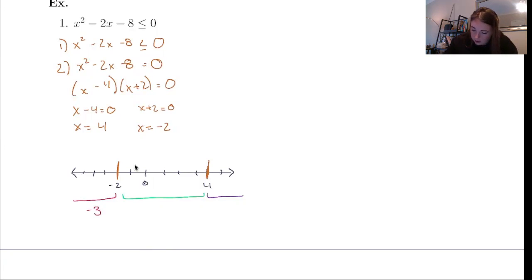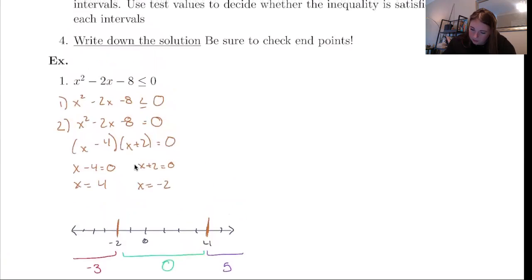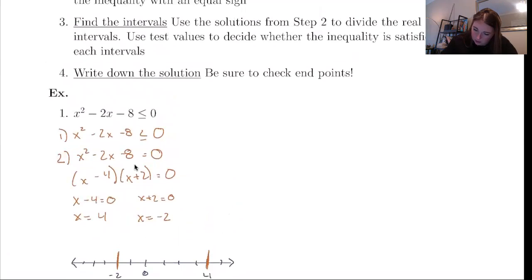And then for that middle section, I find the easiest number to plug in is our really good friend 0. It gets rid of a lot of really hard things. And then I can't choose 4 for my purple section, so let's choose 5. So then what I'm going to do, oh, this is step 3.